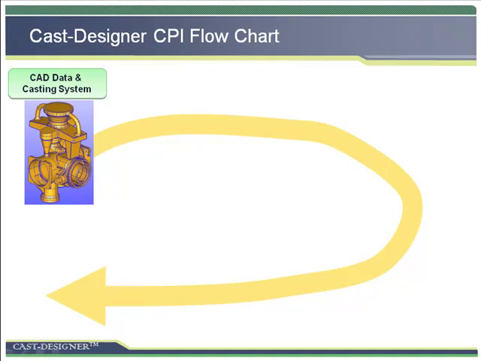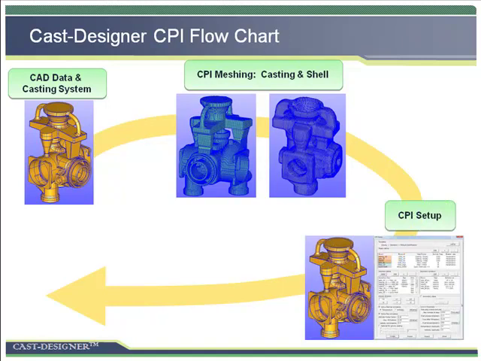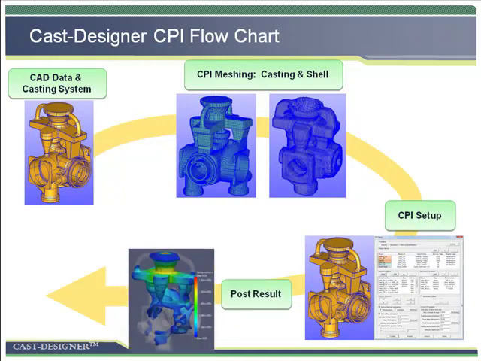Now, we look at the whole workflow of Cast-Designer. With Cast-Designer, the user is able to work from CAD data to casting system, then generate the CPI model for simulation, including the meshing process for both casting and shell, the setup process for casting conditions and parameters, and the simulation done by the computer. Thanks to the powerful Cast-Designer solver, until we get the first result, the total lead time of Cast-Designer can be controlled within around 2 hours. This is really breakthrough technology, and a big benefit to industry, to save time and cost at a very early stage.